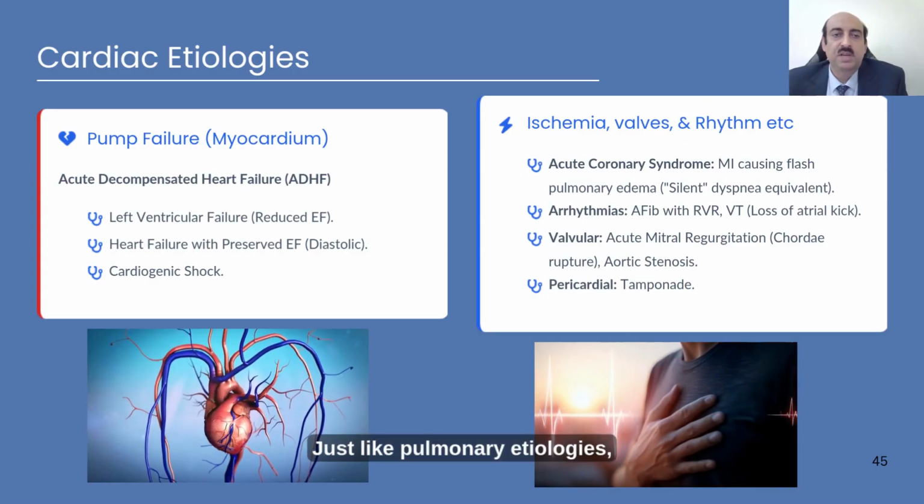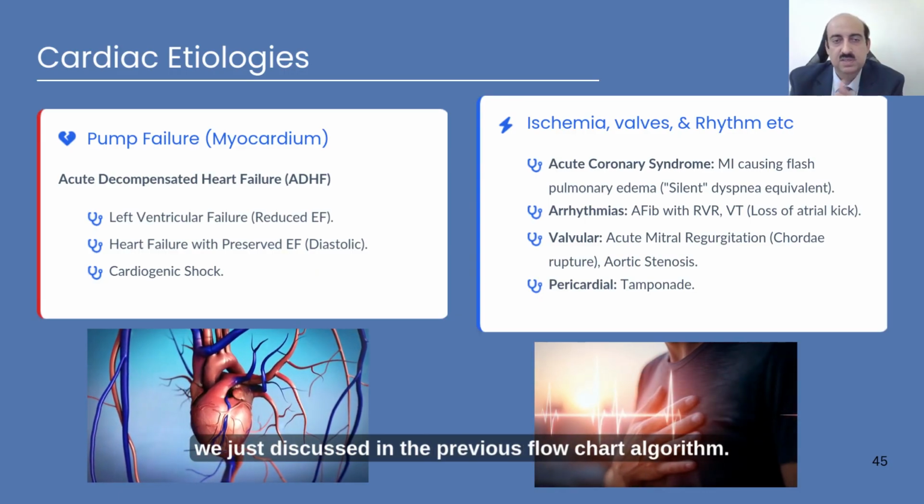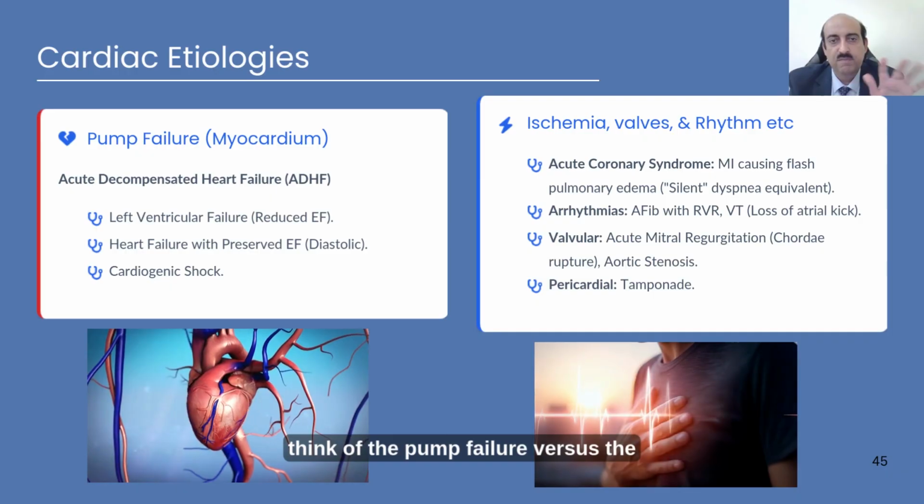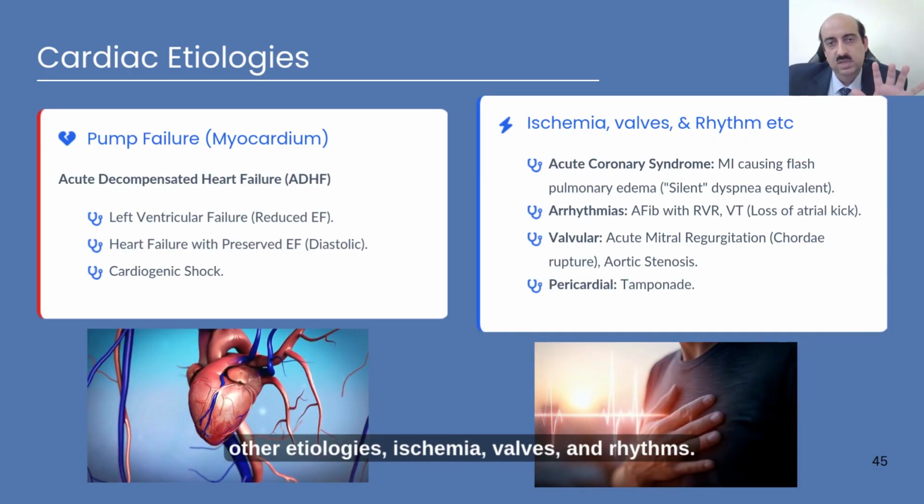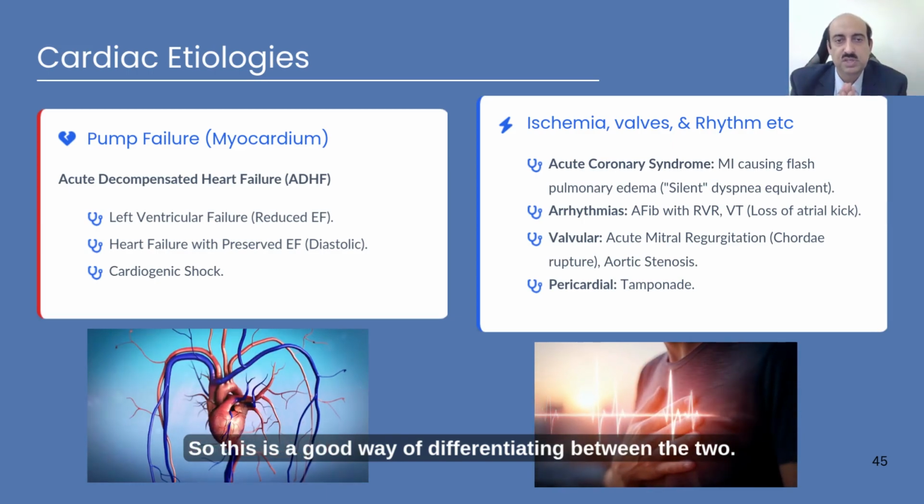So just like pulmonary etiologies, this is another snapshot summary of what we just discussed in the previous flow chart algorithm. In cardiac, think of the pump failure versus the other etiologies: ischemia, valves, and rhythms. So this is a good way of differentiating between the two.